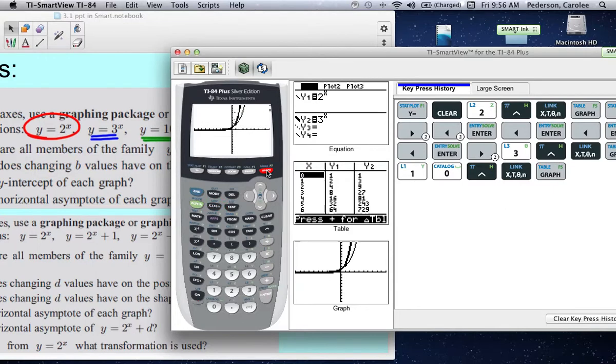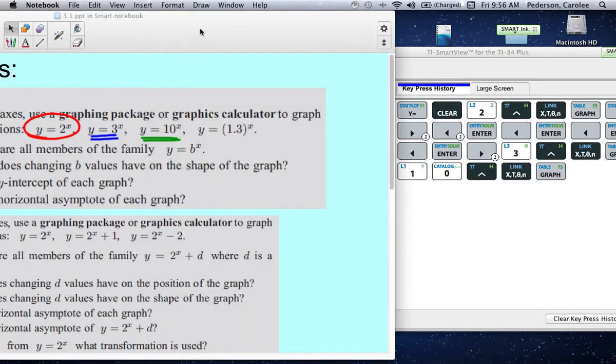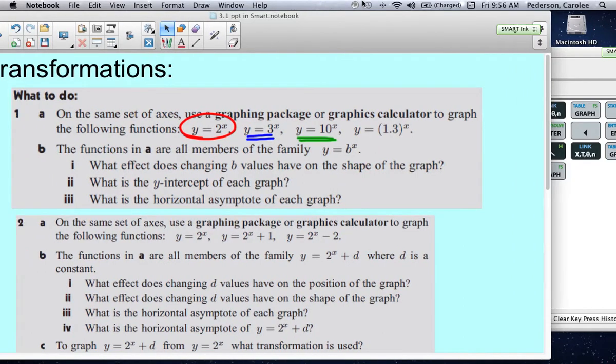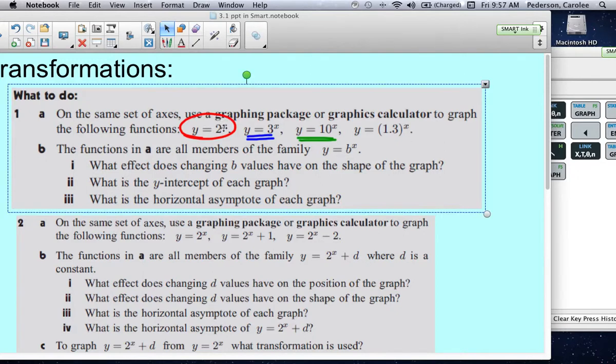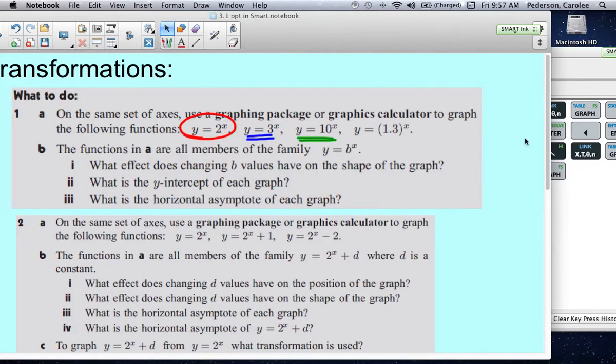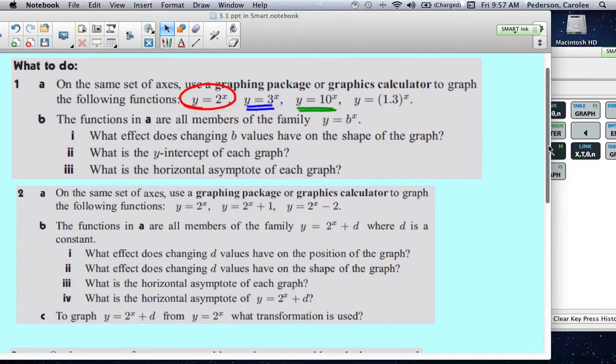what happens as we increase our base, it gets closer to the y-axis, it increases at a faster rate. It starts off slower and then increases quicker. Did my y-intercept change at all? It has the same y-intercept, it has the same horizontal asymptote, but the effect of the b, that base, changes the graph at a faster or slower rate.